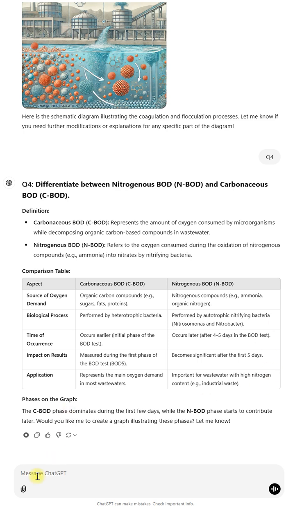industrial waste. Phases on the graph. The C-BOD phase dominates during the first few days, while the N-BOD phase starts to contribute later. Would you like me to create a graph illustrating these phases? Let me know.